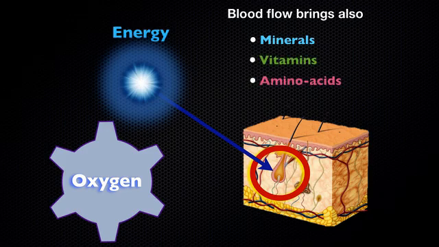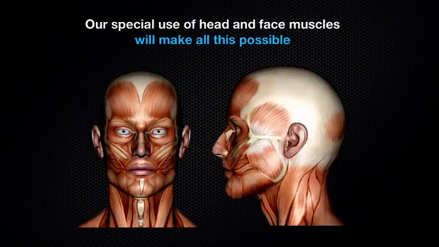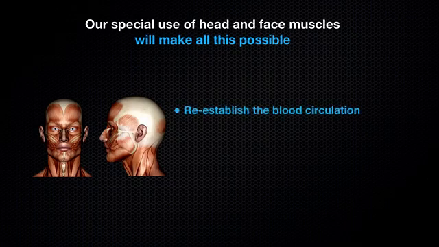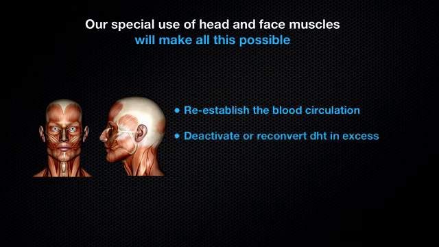Without the blood circulation, these reactions cannot occur inside the follicle, and any hairs falling out will not be substituted by new hairs. The way we teach you to make use of the head and face muscles here at endhairloss.eu will make all of this possible. You will reestablish the flow of nutritive elements to the capillary follicle through the enlargement of the blood vessels, and at the same time eliminate the amount of excess DHT.